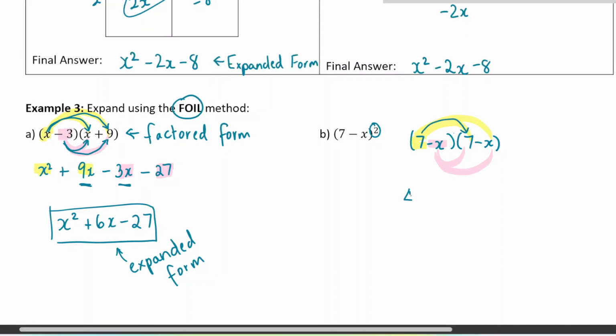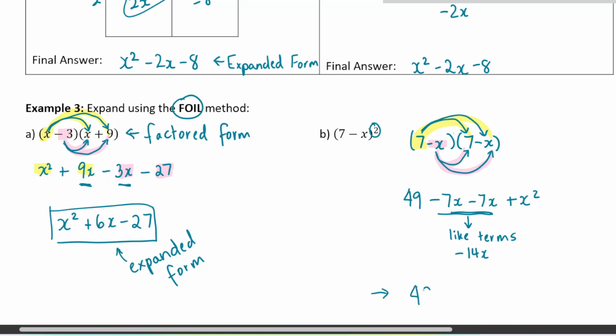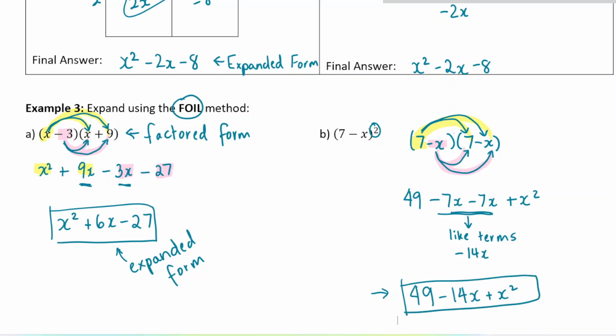So 7 times 7 is 49. 7 times negative x is negative 7x. Negative x times 7 is negative 7x. And negative x times negative x, so two negatives in a row multiplied together make a positive, so we have positive x squared. Combine our like terms. Negative 7 minus 7 is negative 14. So our final answer is 49 minus 14x plus x squared. Okay, and that is the end of the lesson.